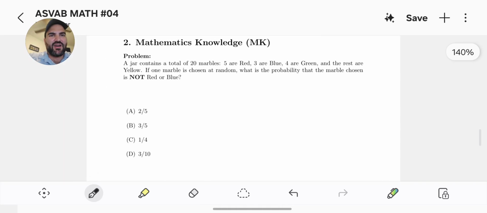All right, now for the math knowledge. Ooh, it looks like stats. A jar contains a total of 20 marbles. 5 are red, 3 are blue, and 4 are green. And the rest are yellow. If one marble is chosen at random, what is the probability that the marble chosen is not red or blue?